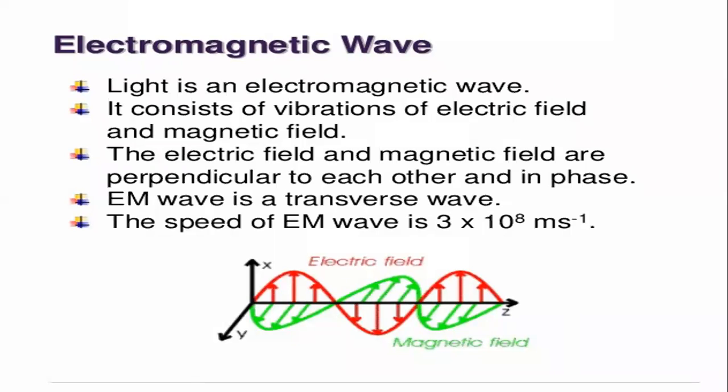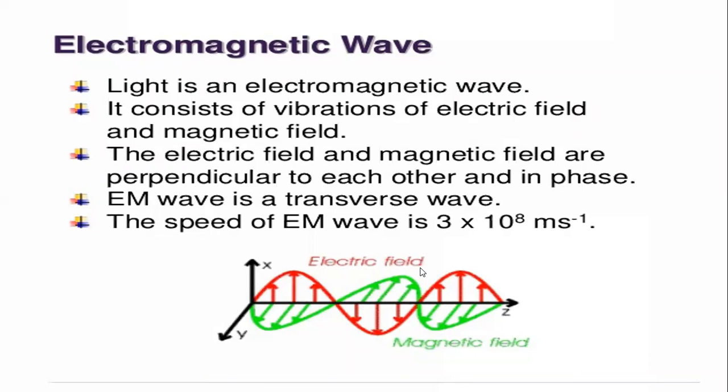A few highlights, a few points are mentioned here. So what are those points? The light is an electromagnetic wave, and it consists of the vibration of the electric field and the magnetic field. The electric field and the magnetic field are perpendicular to each other and in phase. Both are in phase, we know very well, and they are perpendicular to each other.